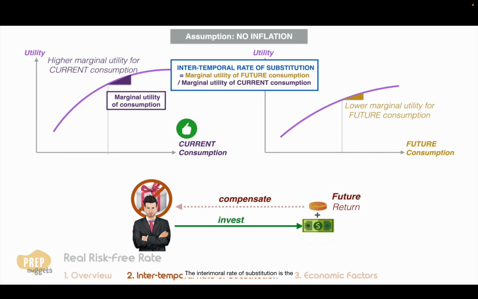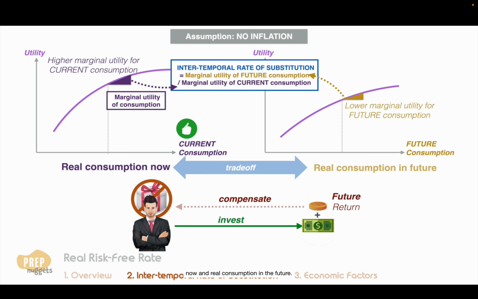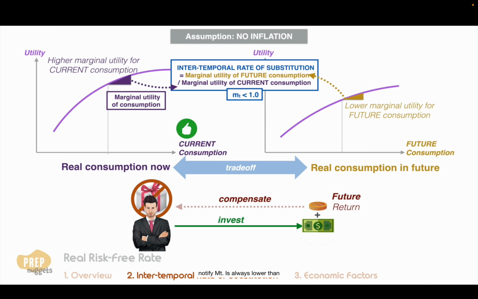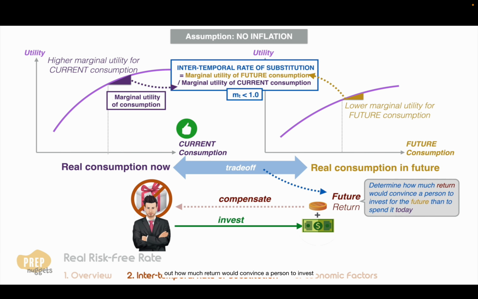The intertemporal rate of substitution is the marginal utility of future consumption of 1 unit divided by the marginal utility of current consumption of 1 unit. This represents a person's trade-off between real consumption now and real consumption in the future. Since future utility has lower marginal utility, the intertemporal rate of substitution, denoted by MT, is always lower than 1. This figure is important in helping us figure out how much return would convince a person to invest for the future than to spend it today.